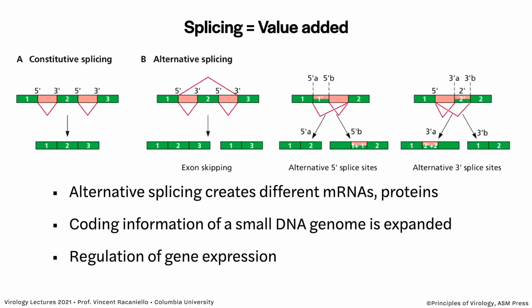So in the end, splicing is value added, right? You can create different mRNAs and proteins. You can expand the coding information of a small DNA genome. You can also regulate gene expression by how much splicing you do at different times.